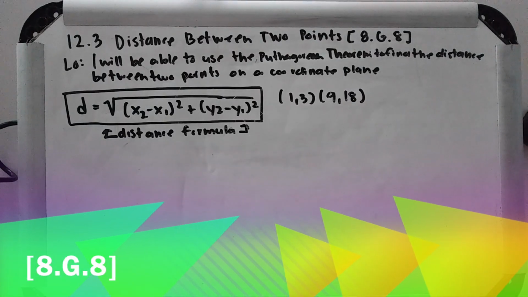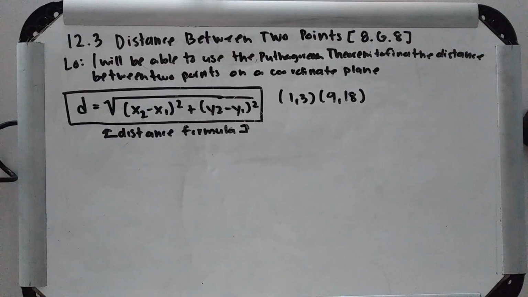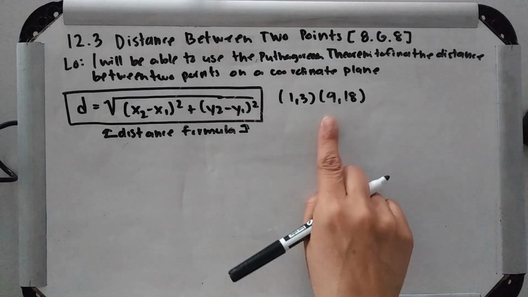Okay, this is 12.3. This is between 2 points. That's your standard objective, to be able to use the Pythagorean theorem to find the distance between 2 points on the coordinate plane with at least 80% accuracy given the independent practice. So, let me go ahead and start here.